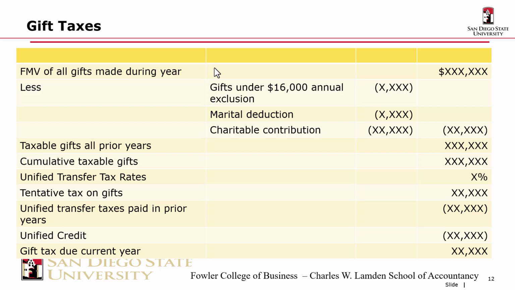To that, I add any taxable gifts I've given in the past since 1976. Technically it's since 1976, but neither here nor there, because this is a lifetime transfer. You accumulate all your wealth transfers over your entire lifetime to establish what the tax is going to be. So you take all those gifts, you multiply it by the unified transfer tax rate, and we'll get to what that is in a little bit. That gives you a tentative tax, your base cumulative taxable gifts times your rate. That gives you your tax.